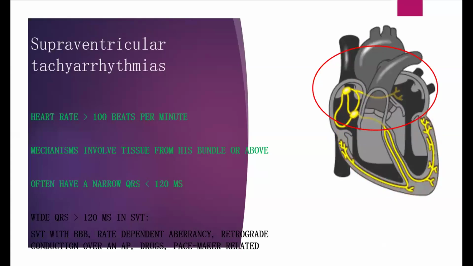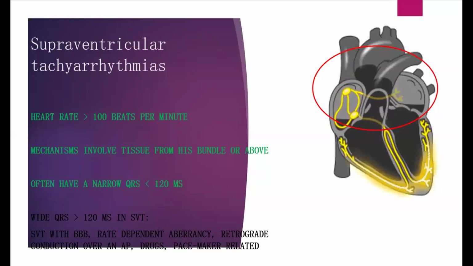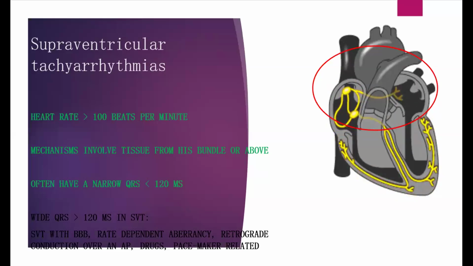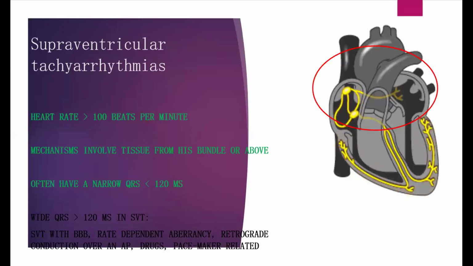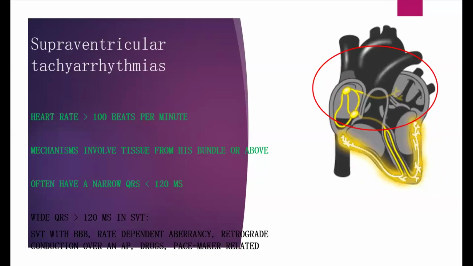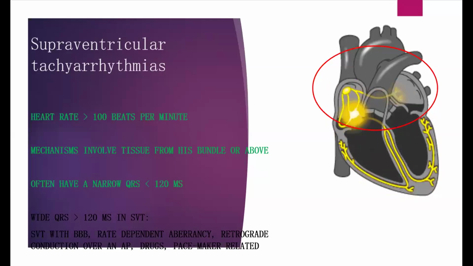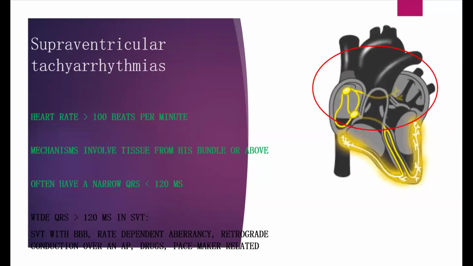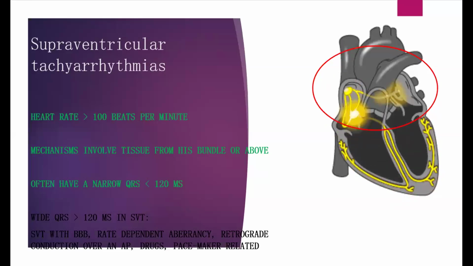So narrow QRS supraventricular tachycardias are the ones that we've talked about, but in some situations they can be wide QRS when you have aberrancy. And aberrancy means when you have an abnormal conduction pathway, such as Wolff-Parkinson-White syndrome, or when you have a bundle branch block. A bundle branch block by its nature is a wide QRS, and then with these other ones with retrograde conduction, you can have a wide QRS supraventricular tachycardia.